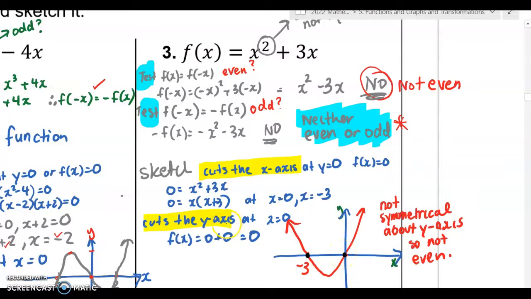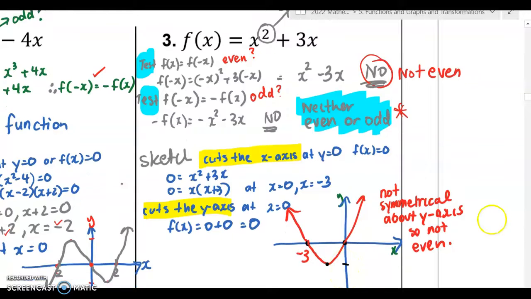Where does it cut the y-axis? It cuts the y-axis where x equals 0. So if I pop 0 into each of those, I get 0 plus 0, so it cuts at 0. And that's our point there. So here's what our graph looks like. And we're not worrying yet about this point down here. We'll get to that soon.